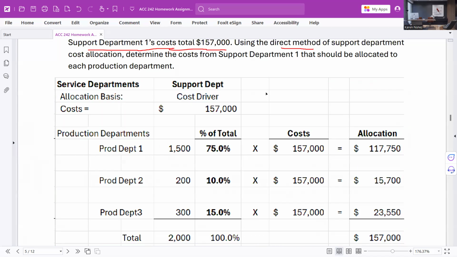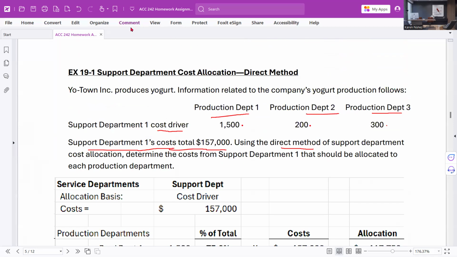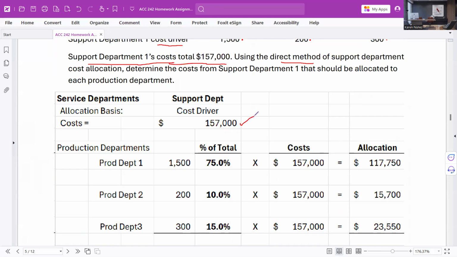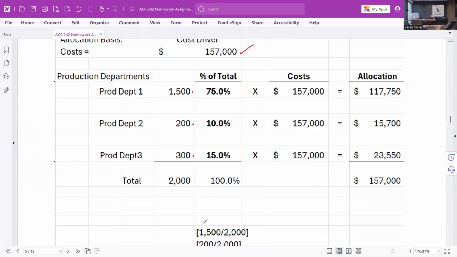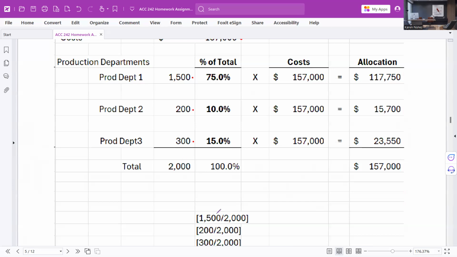So again, we have the support department costs that are $157,000. And then we have the cost driver, the 1,500, the 200, and the 300. So support department costs of 157, cost driver, 1,500, 200, and 300. We're going to use that to determine the relative weights. So in this case, the 1,500 divided by 2,000 is 75%. The 200 divided by 2,000 is 10%. And the 300 divided by 2,000 is 15%.